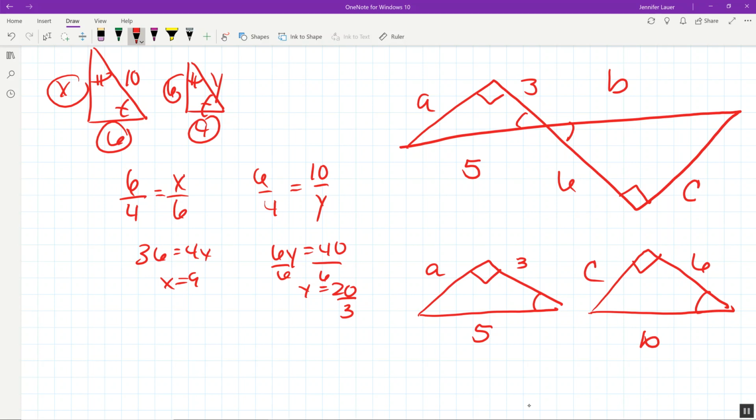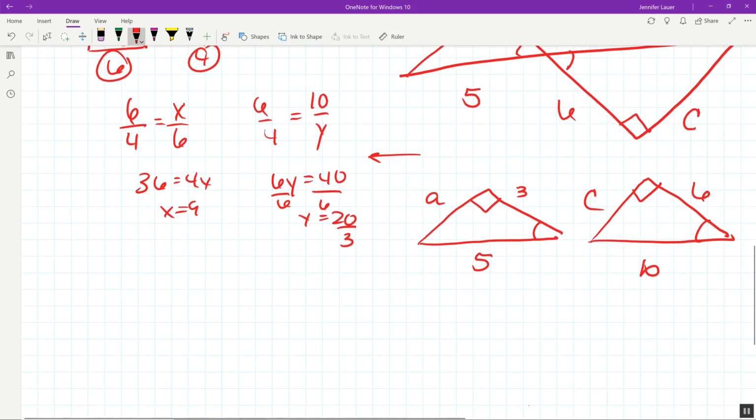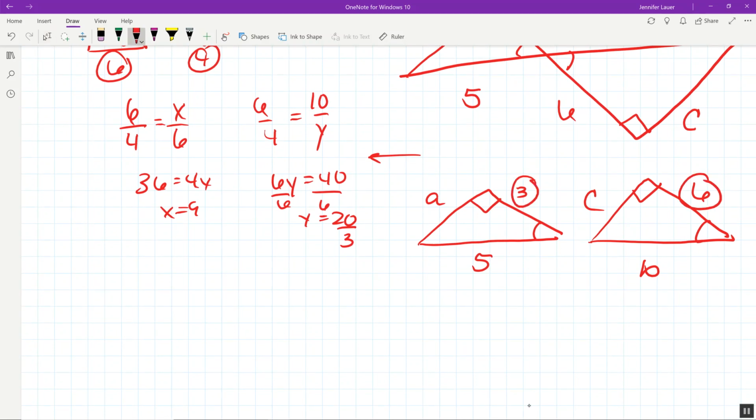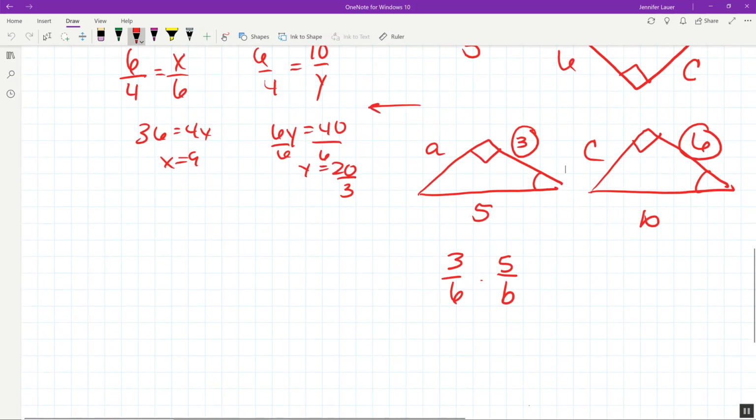Now, what I can do is the exact same thing I did over here. Always start with two of the numbers you already know. I know 3 is to 6, as A is to C. Actually, can't do that one because we do not know C or A. So I'm going to say as 5 is to B.